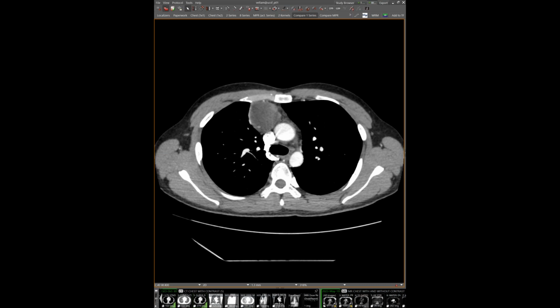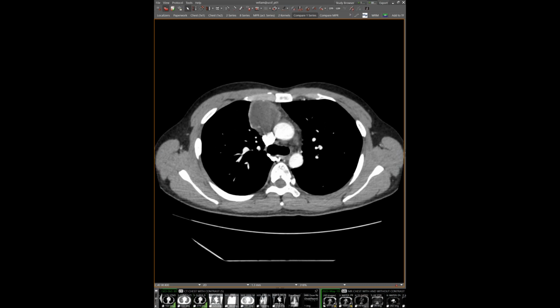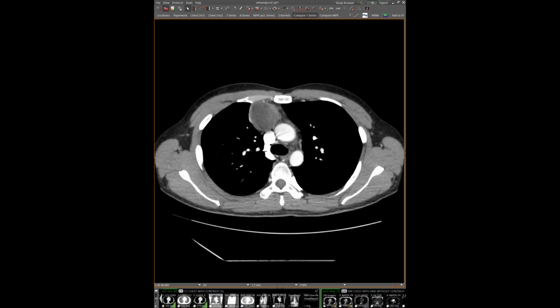So this got removed surgically, and while it was predominantly cystic, the final pathology did find some sebaceous glands in it, and so this turned out to be a mature teratoma, right, which is sort of what we expect in the differential for somebody in this age range for an anterior mediastinal mass.